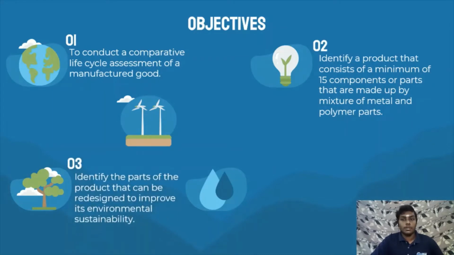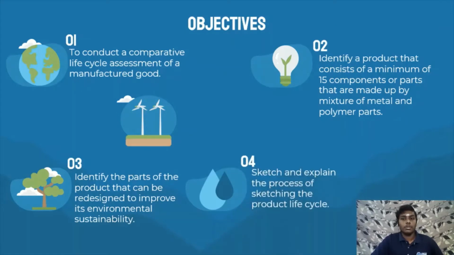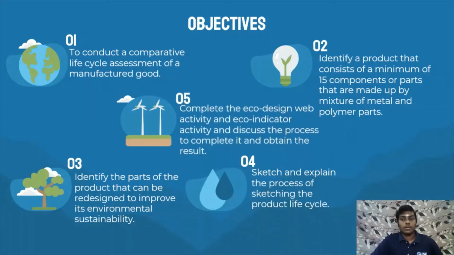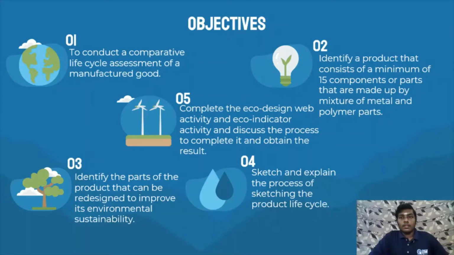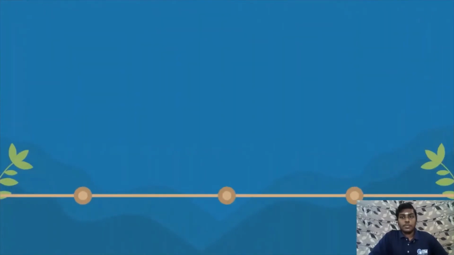The third objective is to identify the parts of the product that can be redesigned to improve its environmental sustainability. The fourth objective is to sketch and explain the process of sketching the product life cycle. The last objective is to complete the eco-design web activity and eco-indicator activity and discuss the process to complete it and obtain the result.